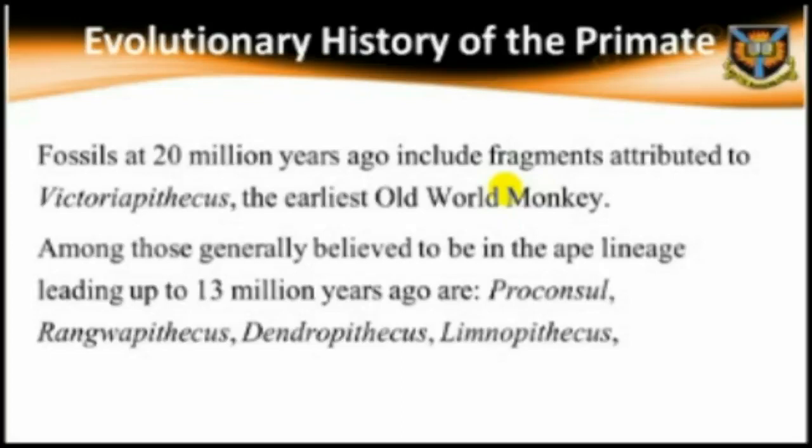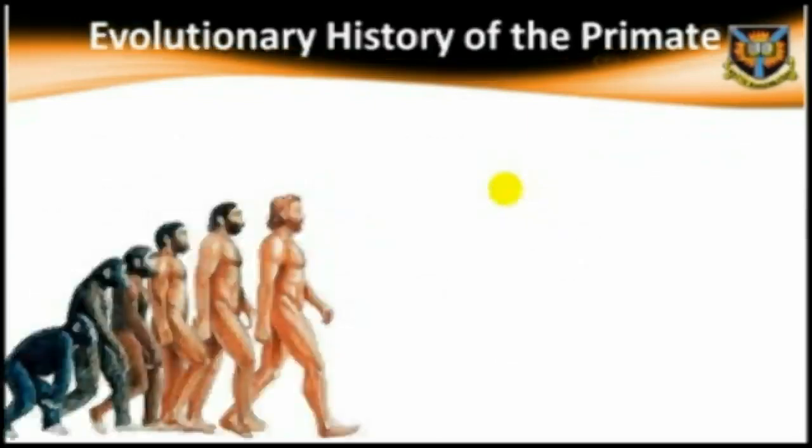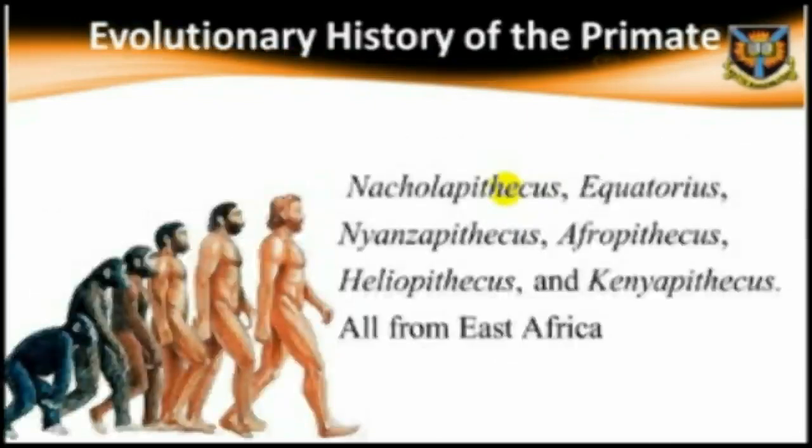Among those generally believed to be in the ape lineage leading up to 13 million years ago are Proconsul, Rangwapithecus, Dendropithecus, Limnopithecus, Nacholapithecus, Equatorius, Nyanzapithecus, Afropithecus, Heliopithecus, and Kenyapithecus, all from East Africa.